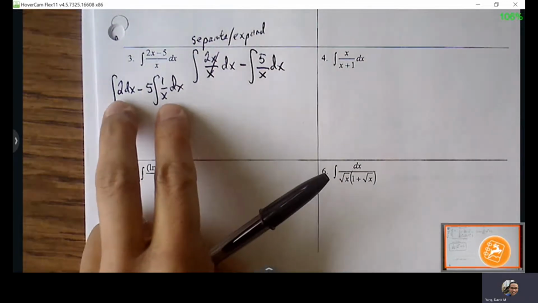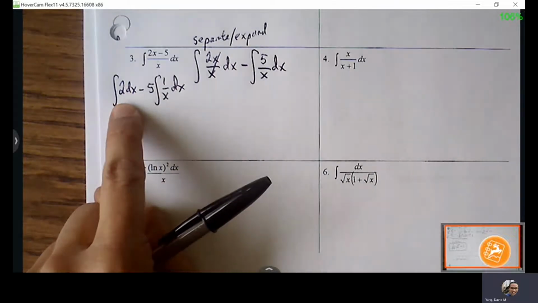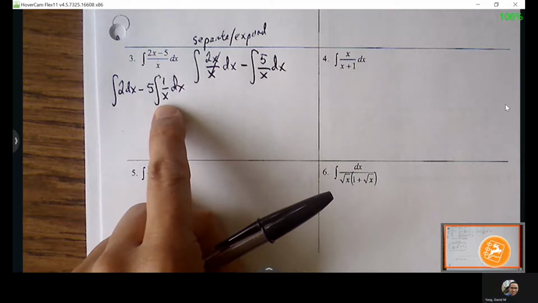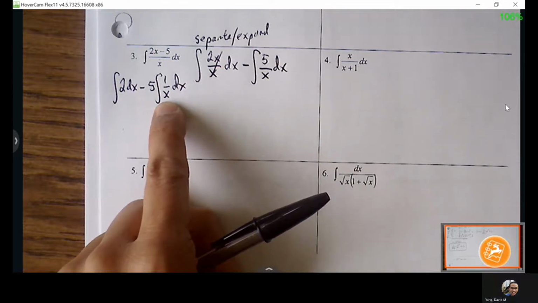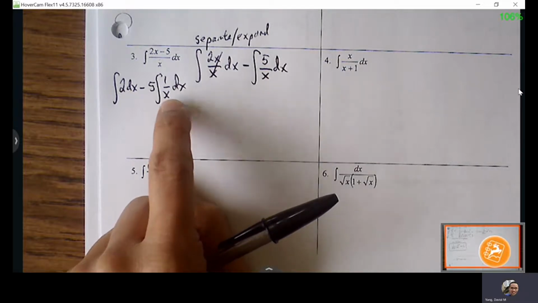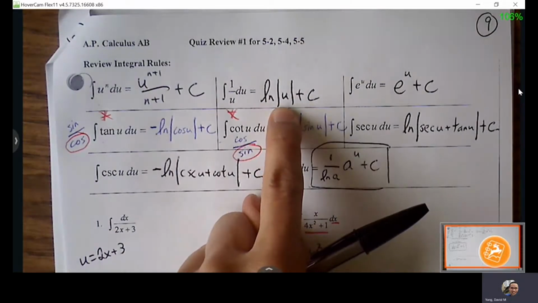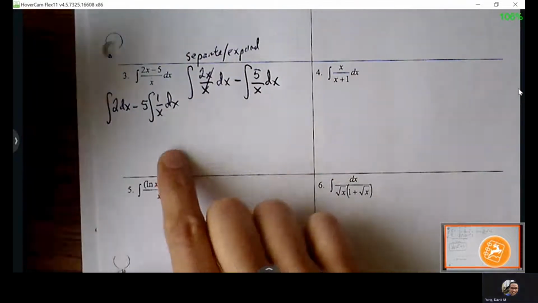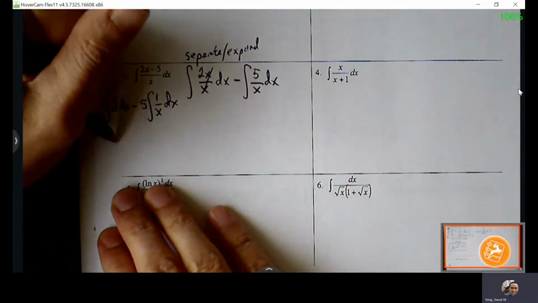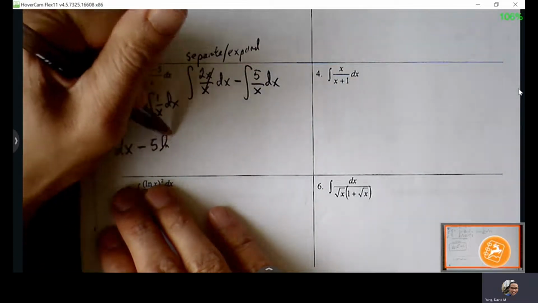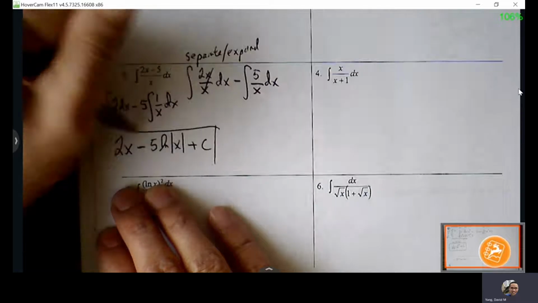see that these are 2 separate rules, right? What can I use with the first term? Okay, power rule. Second term. Well, this is simple enough where we don't. Yes, it's 1 over x, which is natural log. Yeah, so jump directly into our rules here. 2 becomes 2x. The 5 stays, and that's just natural log absolute value of x plus c.